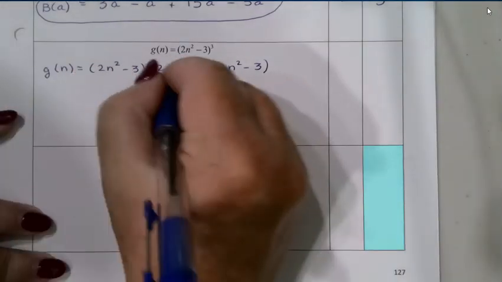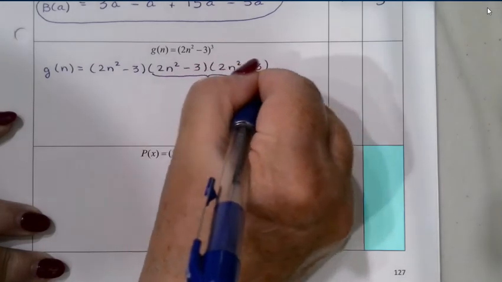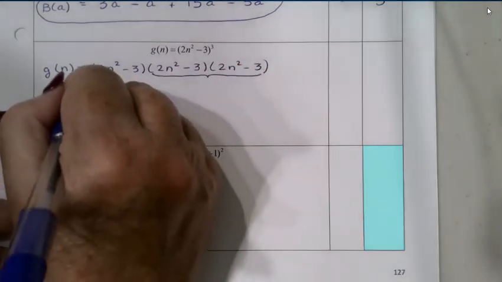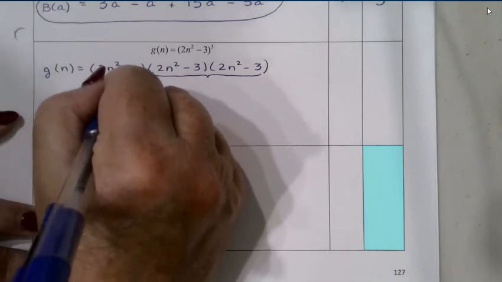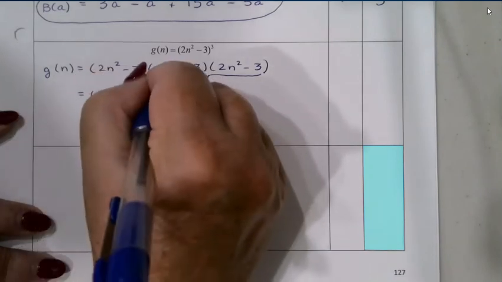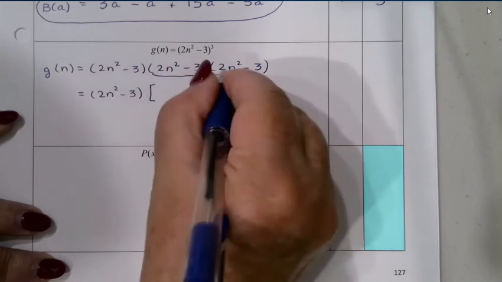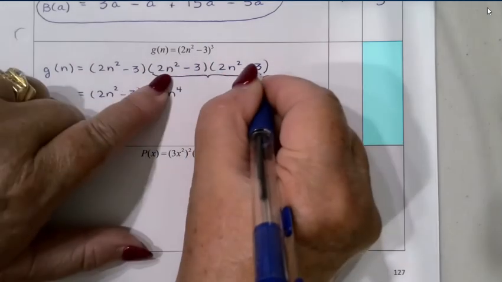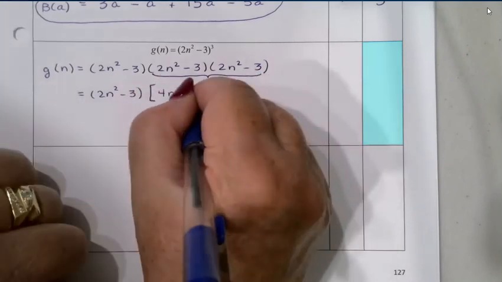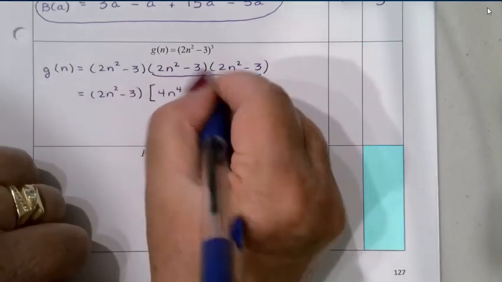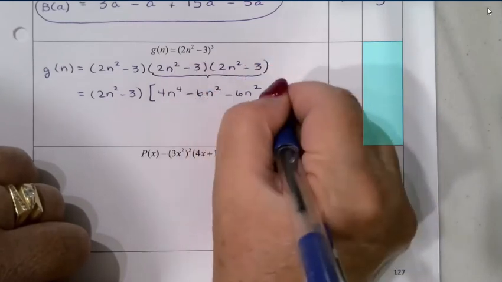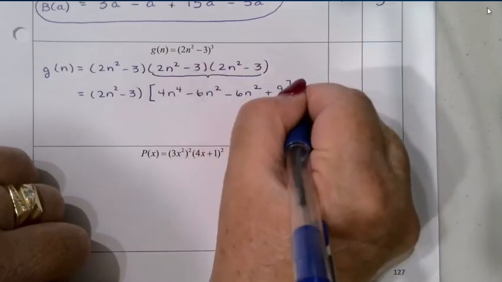All right, I'm going to keep the first factor the way it is, and I'm going to concentrate on multiplying out the last 2. I would get 4n to the 4th minus 6n squared minus 6n squared plus 9.